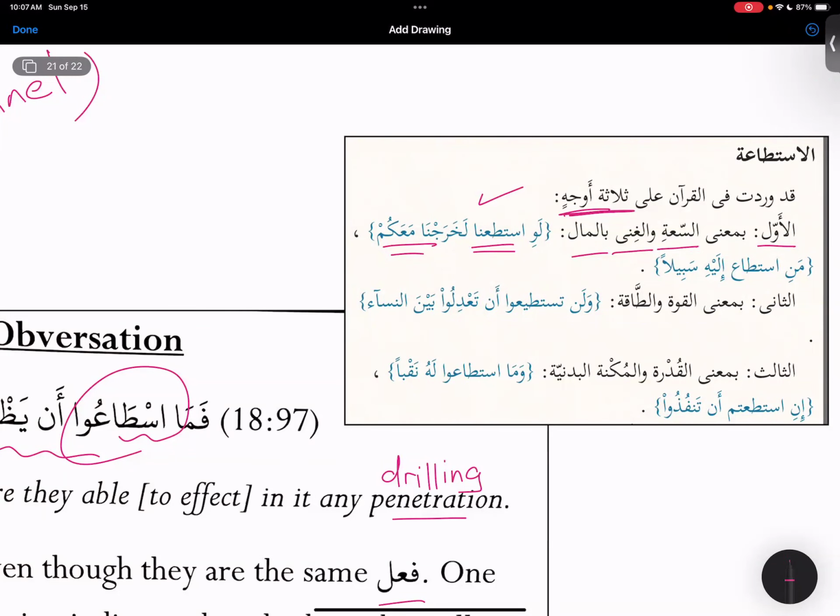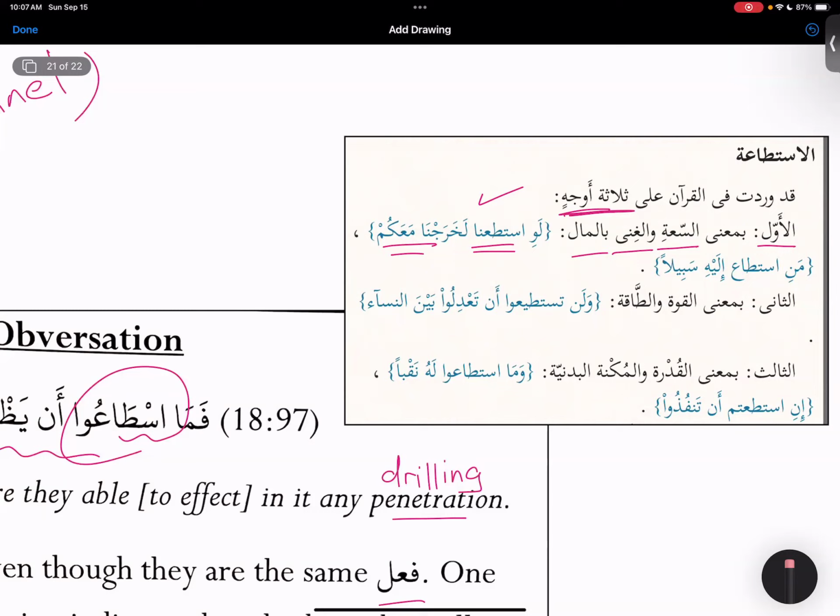Then the second meaning, kuwa and taka, strength, we say. Walan tastatiu an tadilu baynan nisai. So Allah subhanahu wa ta'ala is saying then you won't be able to do adl between ladies. Allahu Akbar. Right? So this is physical ability, physical kuwa, right?